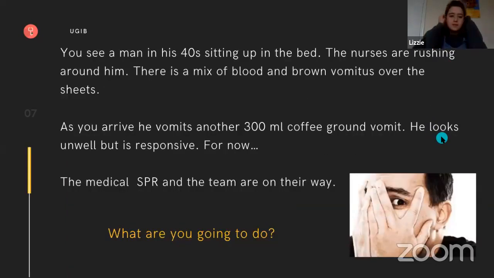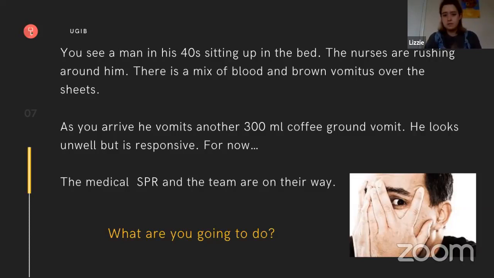So when you get there, you see a man in his 40s. He's sitting up in bed, and it's absolute chaos. There's nurses running around, there's leads flying everywhere, and you see that all over him there is a mix of blood and brown vomitus all over the sheets. As you get there, he vomits another 300 ml of coffee ground vomit, and he looks pretty unwell, but he is responsive to you when you're talking to him.